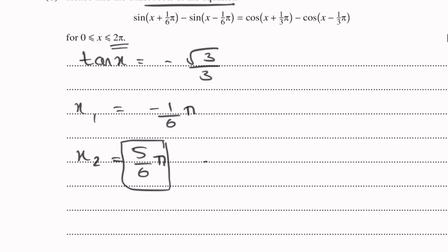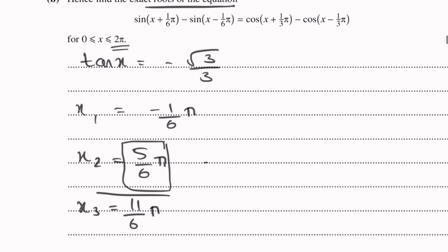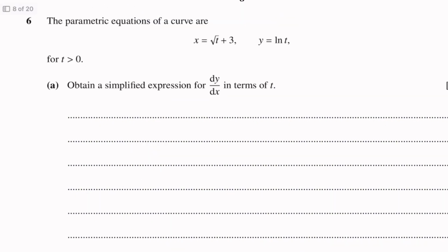Okay, what about the third one? Could we get a third one? You're going to get 11/6 pi, which is still included, fantastic, and I think we can stop here. And these are the two solutions, and these are the exact roots of this equation.